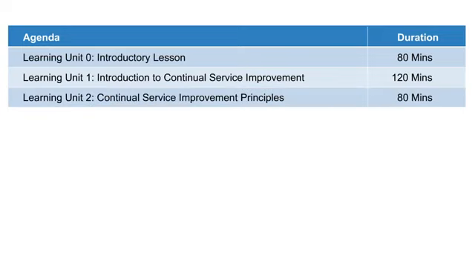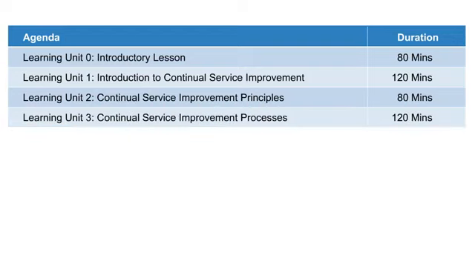Learning Unit 2 talks about the continual service improvement principles. This learning unit will help you to understand, describe, identify, demonstrate, apply, distinguish, produce, decide or analyze the basic aspects of the guiding principles of continual service improvement. Learning Unit 3 talks about the continual service improvement processes. It will cover the managerial and supervisory aspects of the ITIL processes covered in the continual service improvement stage.